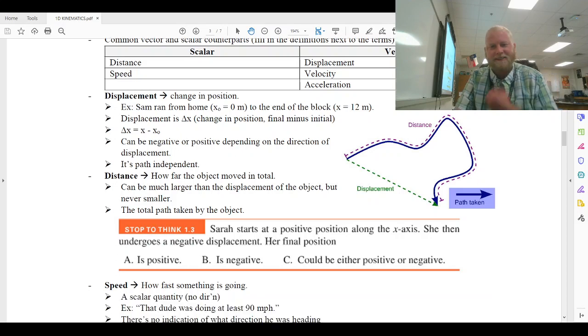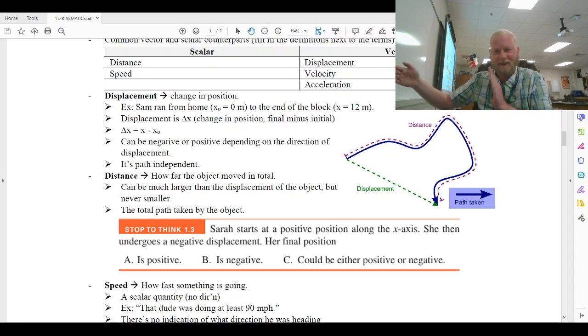All right, so let's say we got Sarah. She starts at a positive position along the x-axis. She then undergoes a negative displacement. What can we say about her final position? All right, so let's say this is our 0 point. We don't know where, and this is your positive, and this is your negative. Well, if this is your 0 point, we just know that she starts somewhere along this positive axis.